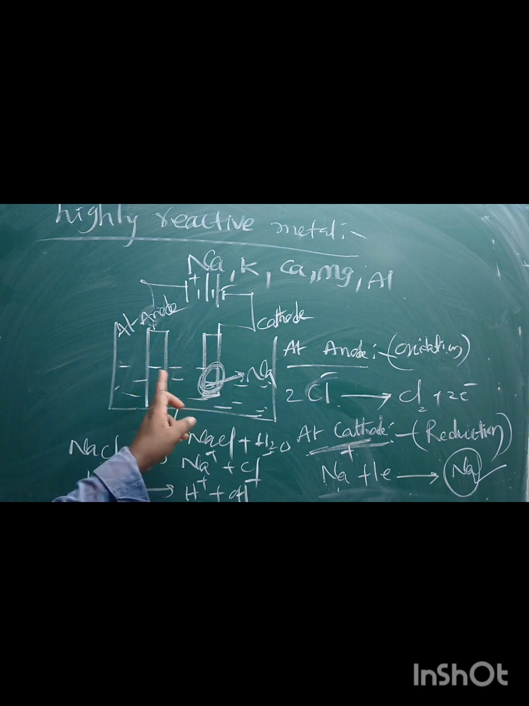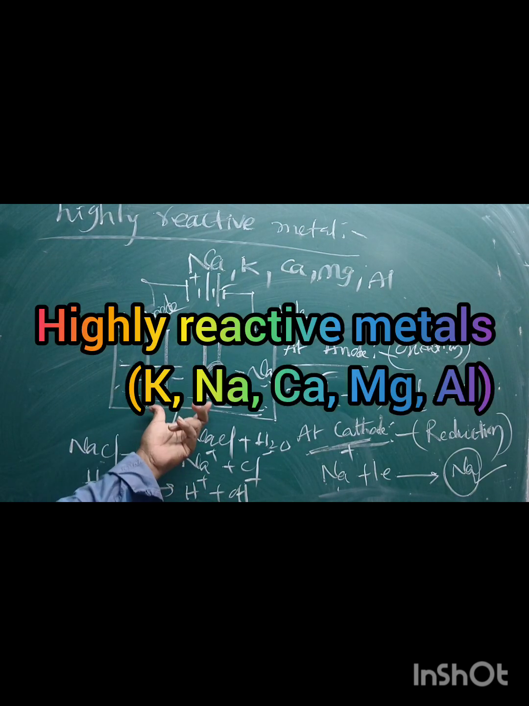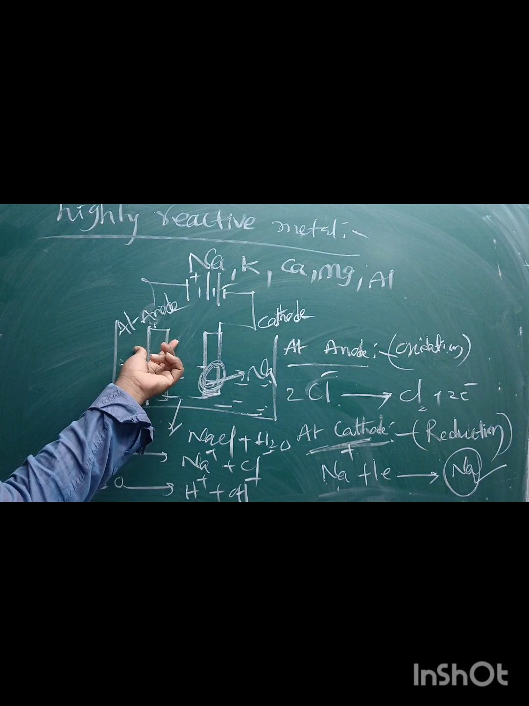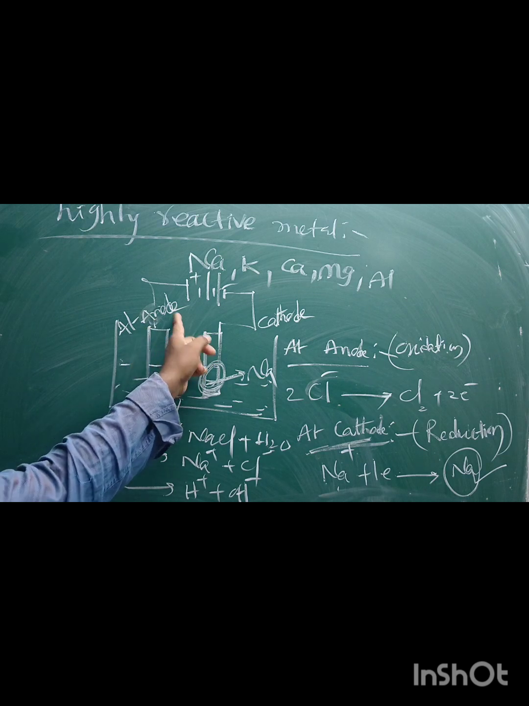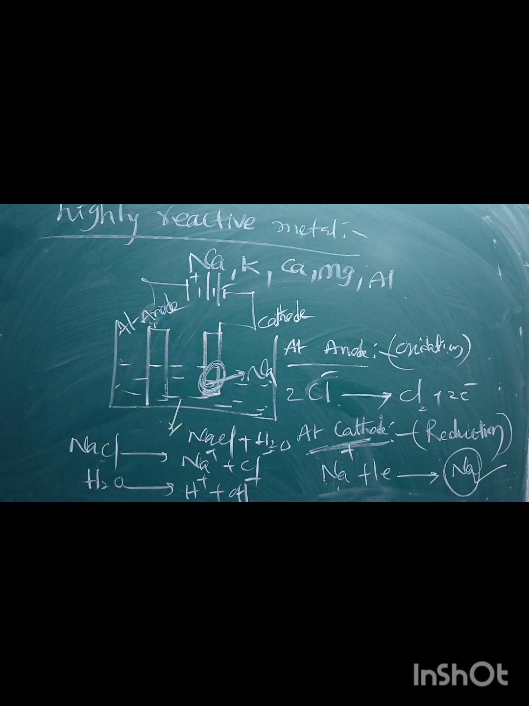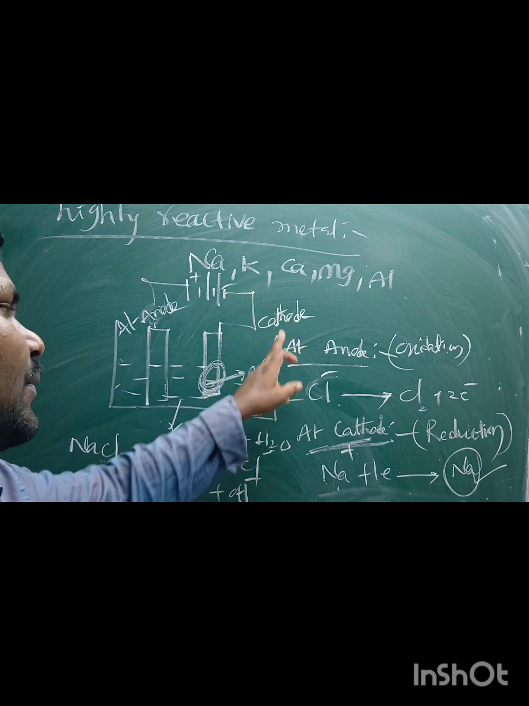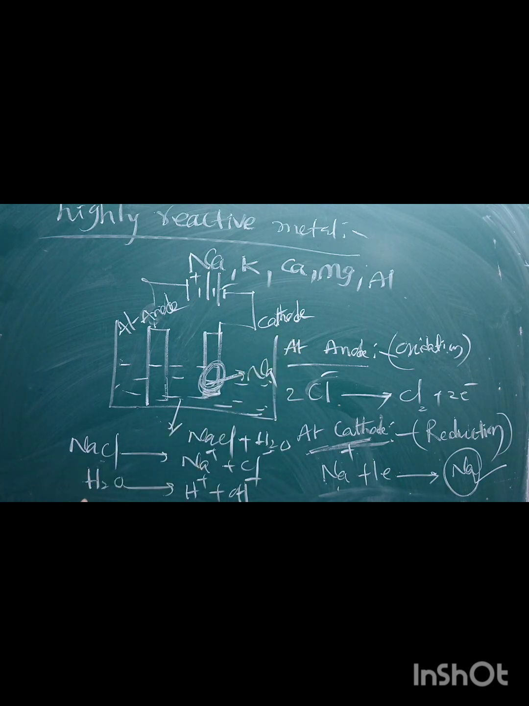This is two graphite rods inside the sodium chloride solution. One of the electrodes acts as an anode, connected to the positive terminal of the battery. Another electrode is connected to the negative terminal of the battery, called the cathode. Ionization: NaCl molecules split into Na+ and Cl- ions.